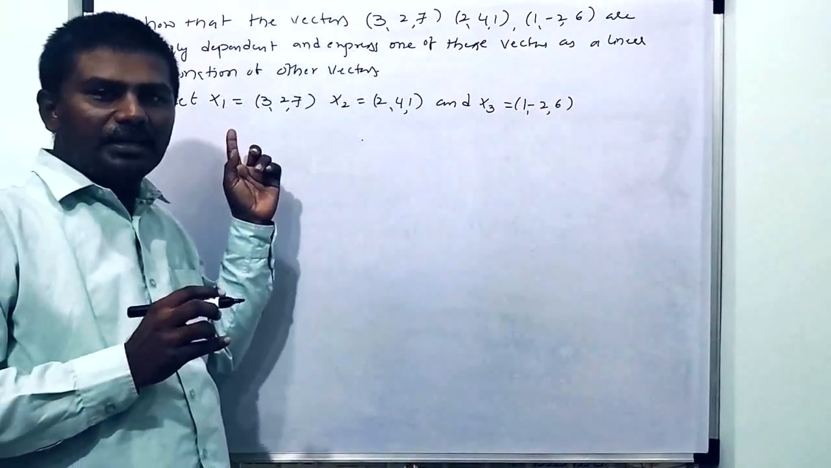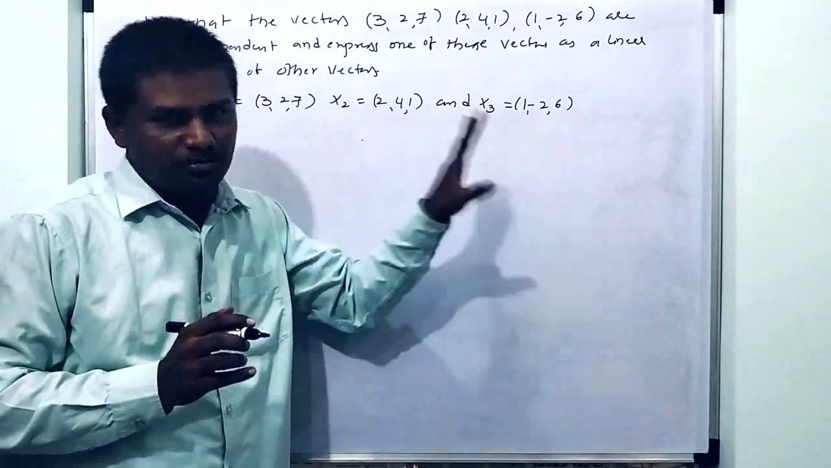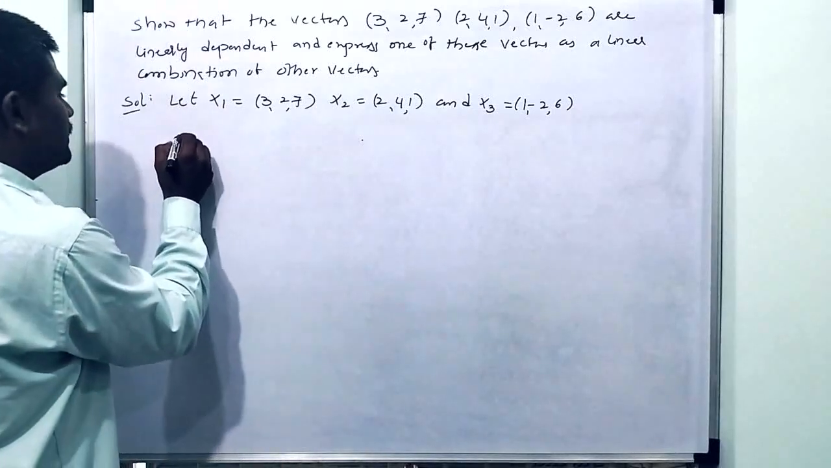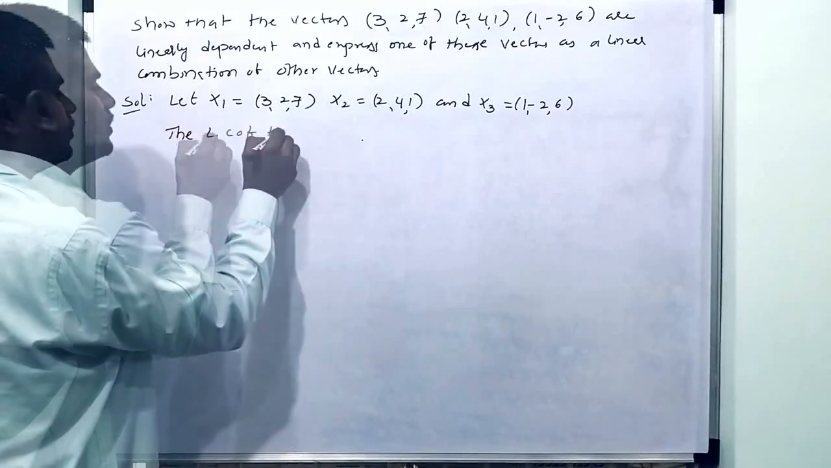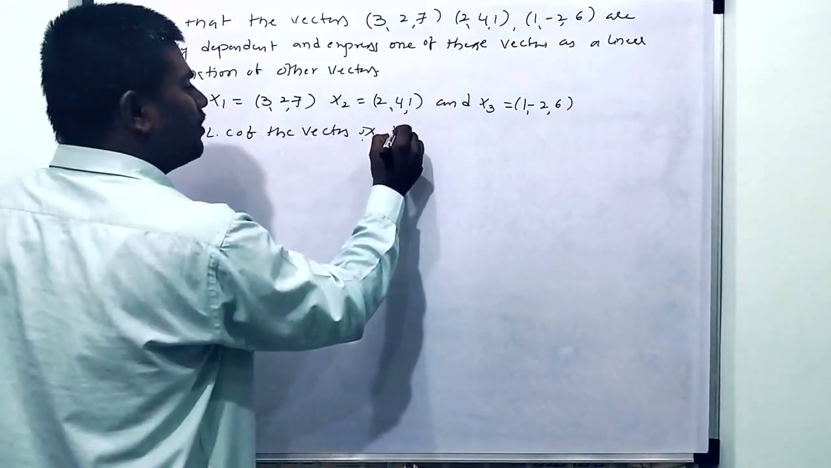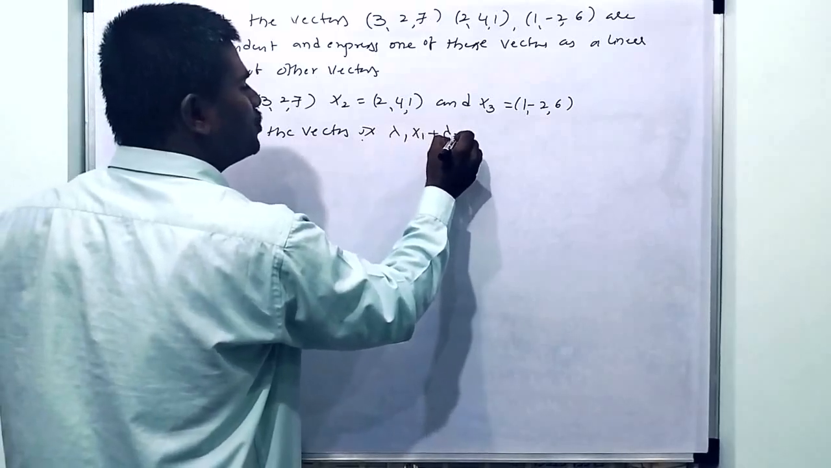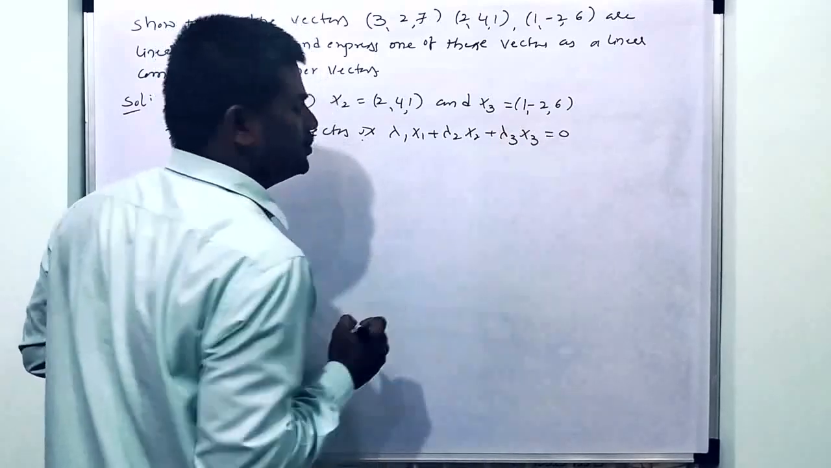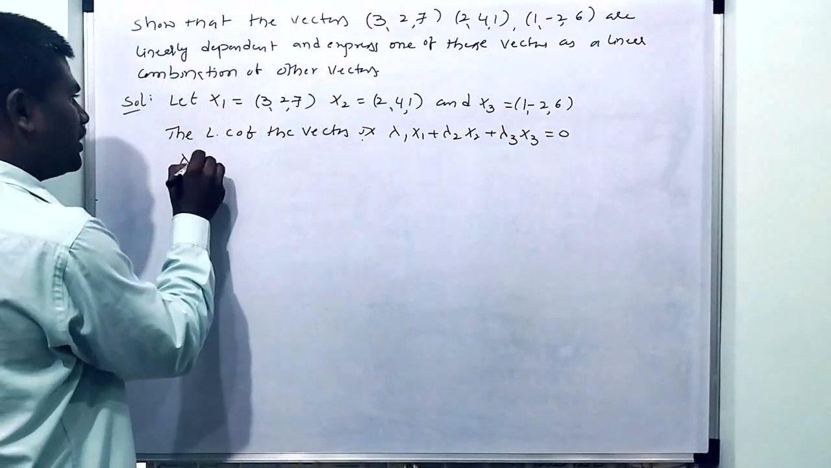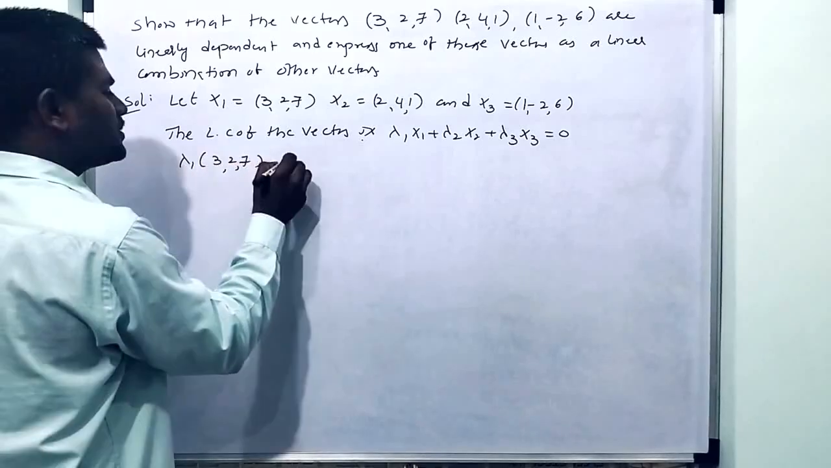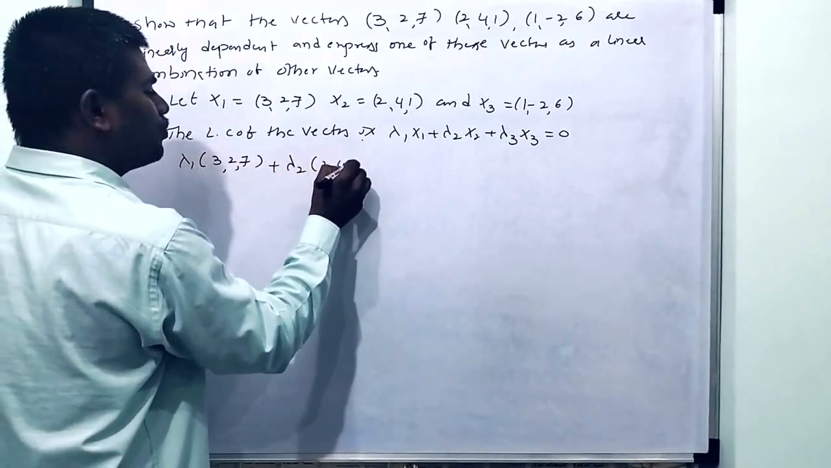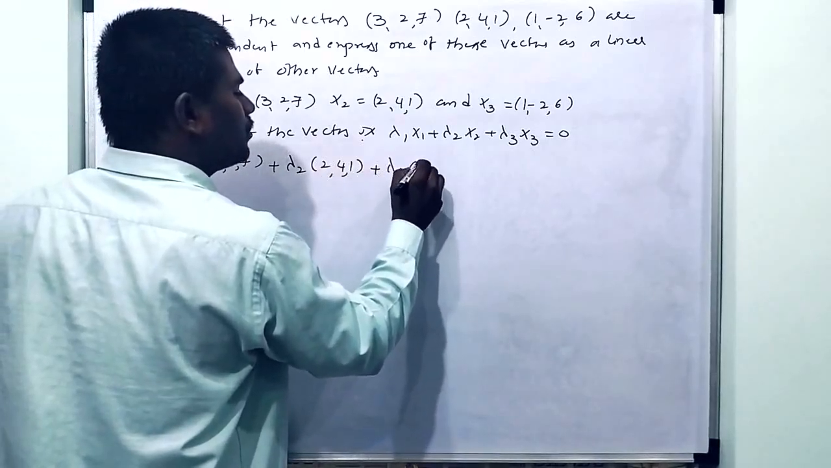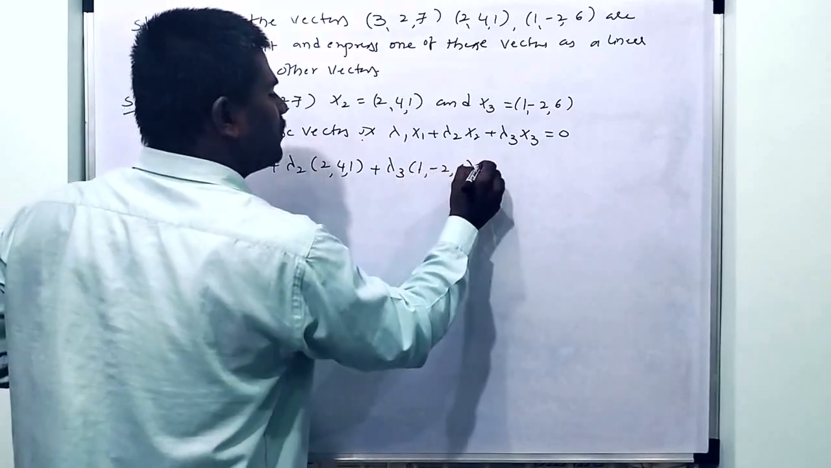Let us write the linear combination and equate it to 0. Let us take the scalars lambda 1, lambda 2, lambda 3. That is, the linear combination of the vectors is lambda 1 x1 plus lambda 2 x2 plus lambda 3 x3 equal to 0. That means lambda 1 into (3, 2, 7) plus lambda 2 into (2, 4, 1) plus lambda 3 into (1, -2, 6) is equal to 0.